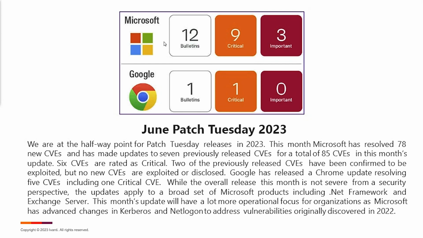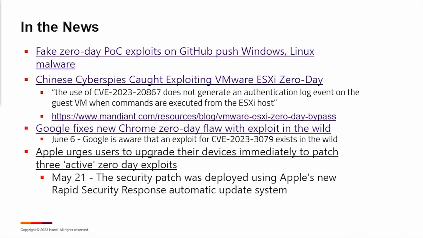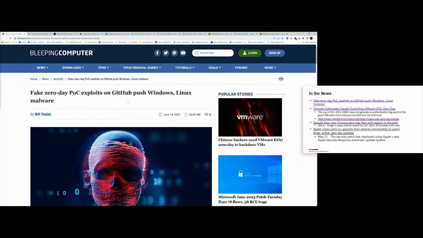So without further ado, we're going to jump in and take a look at some of the news that came out. The first one, especially for those of you on the white hat side, if you're doing any type of security research, be aware that there's some shenanigans going on. We've got threat actors who are putting fake POC exploits on GitHub for Windows and Linux. And those are actually distributing malware for the threat actor.